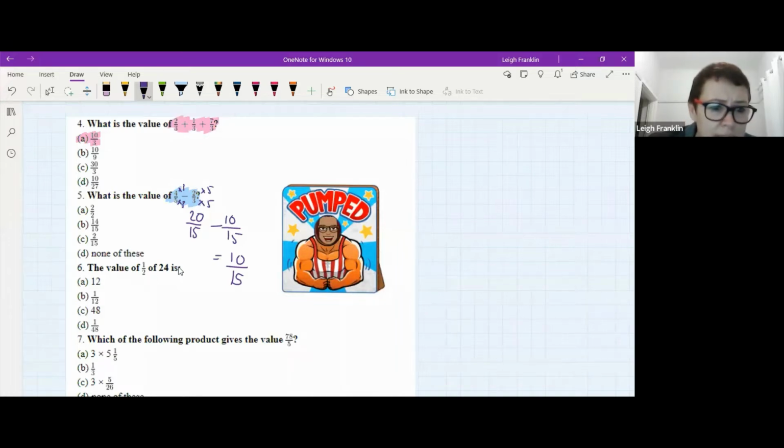10/15. Now, do we see 10/15 here in our answers? No, teacher. No, we don't. Okay, so our answer is going to have to be D, none of these. Okay, good job. Well done, Kabo.